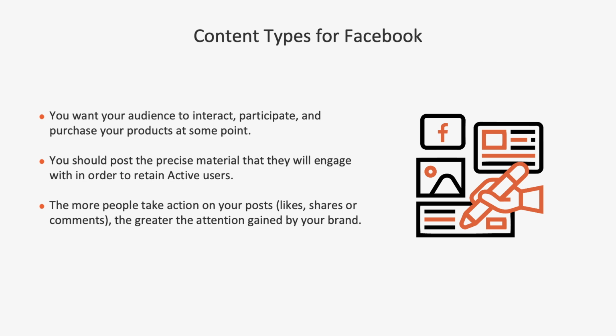So when it comes to content types, you want your audience to interact and participate with the different types of content that you're leveraging. And at some point, you even want them to purchase products from you. And you should post precise content and material that people want to really engage in, because if they're not active, they're less likely to share your content, like your content, engage by throwing comments. And more importantly, if they're not engaging and they're not active, they're very unlikely to buy from you.